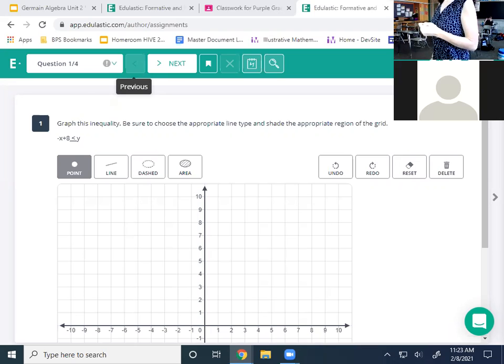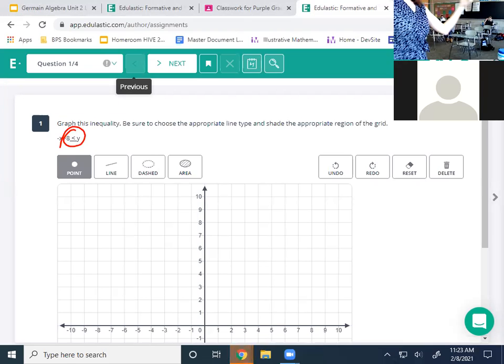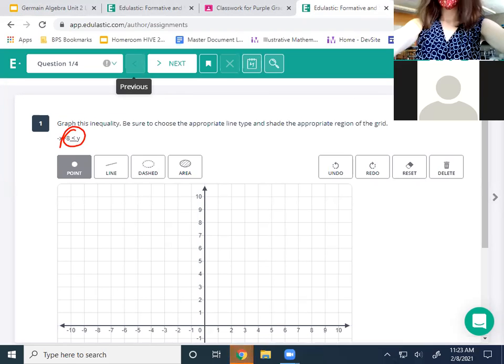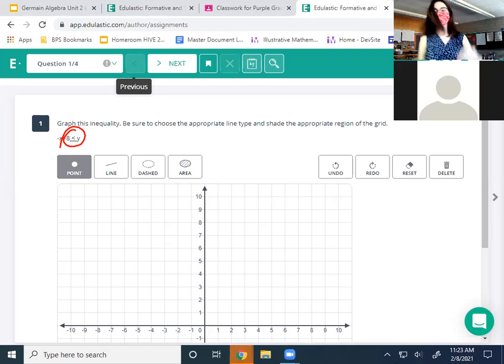How do you know? Well, remember, dashed lines have to do with our symbol. Line type has to do with the symbol that we are using.